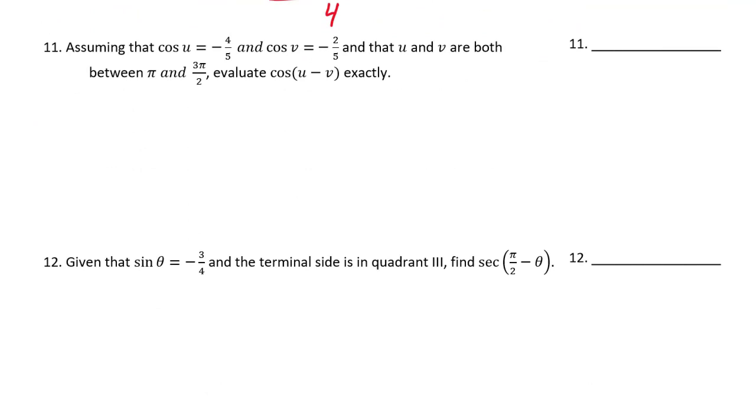Moving on to now number 11. This one wants us to still do a difference formula specifically. This one wants me to just figure out what cosine of u minus v is, but it's not giving me really any angles to break down. This is just giving me a couple of ratios. So first instinct for me is let's go ahead and just draw a couple of triangles for each of those ratios. And I'll just call one of them the u angle, the other one the v angle.